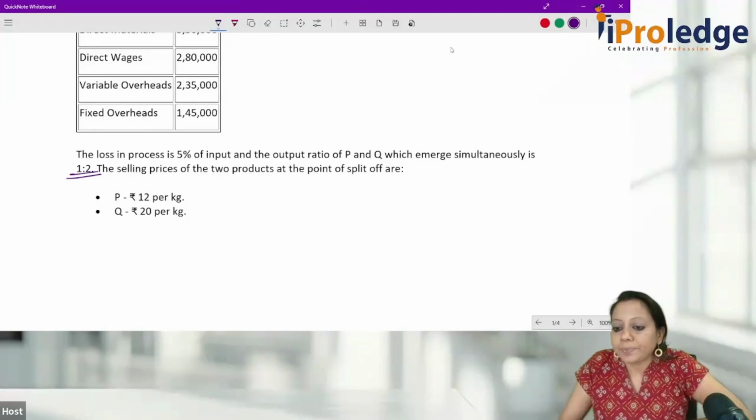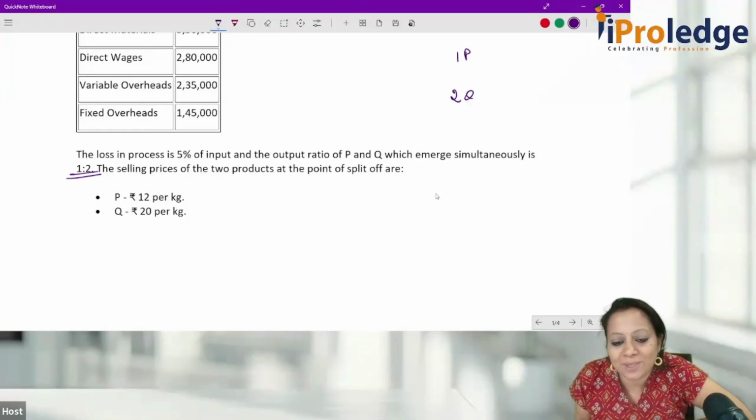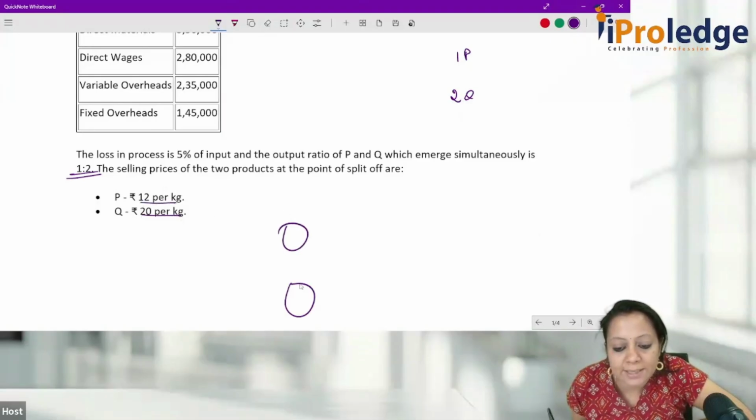That means if I'm getting, say, 1 of P, I will get 2 of Q. That is the output in which we are getting. In that, 5% normal loss is there. The selling prices are given at the split off, that is 12 and 20. I already told you split off means it is at the stage of paneer and whey water. That is what split off is.